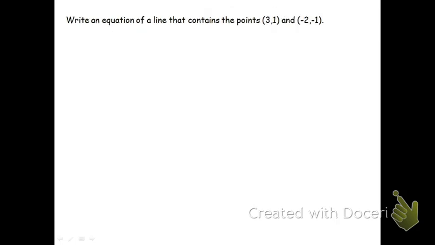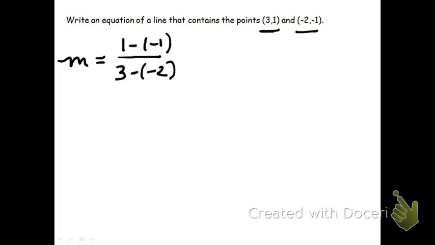Okay, second setup. Same thing. We're given 2 points, (3, 1) and (negative 2, negative 1). Again, first job, we need to find our slope. That's the difference of the y-coordinates, so I have 1 take away a negative 1, over the difference of the x-coordinates, so that's 3 take away a negative 2. Those double negatives make all these plus, so 1 plus 1 is 2, and 3 plus 2 is 5. So my slope is 2/5.